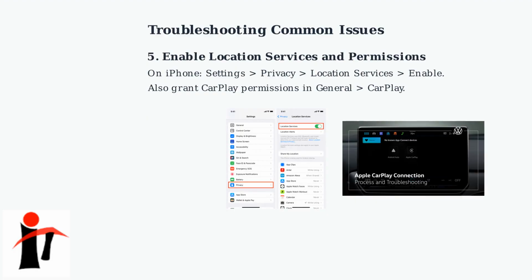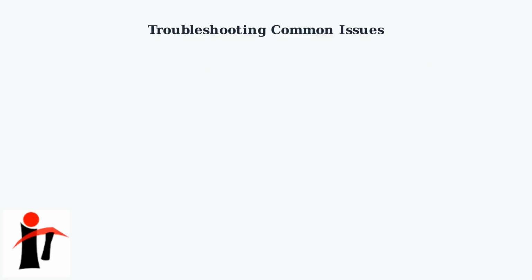Go to Settings, Privacy, Location Services, and turn it on. Also, grant CarPlay permissions in Settings, General, CarPlay. If these steps don't resolve the issue, contact Tesla support for further assistance.